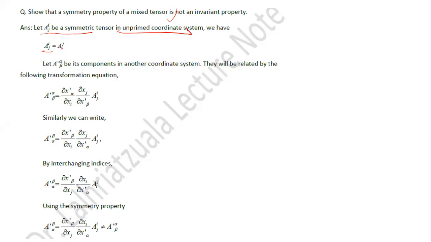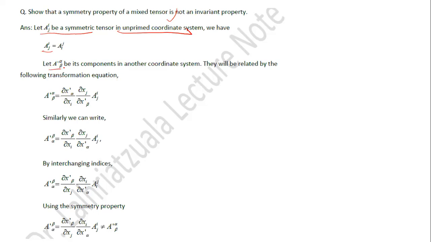J is the contravariant, I is the covariant index. So that physical quantity does not change when you interchange. That is what we call symmetric.